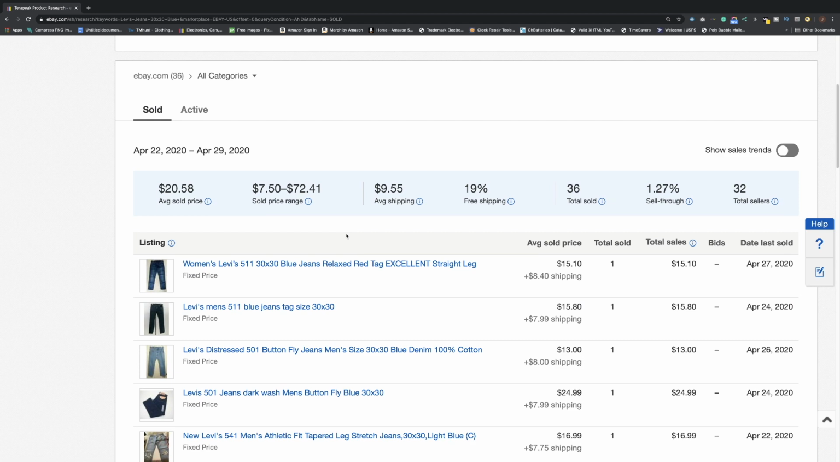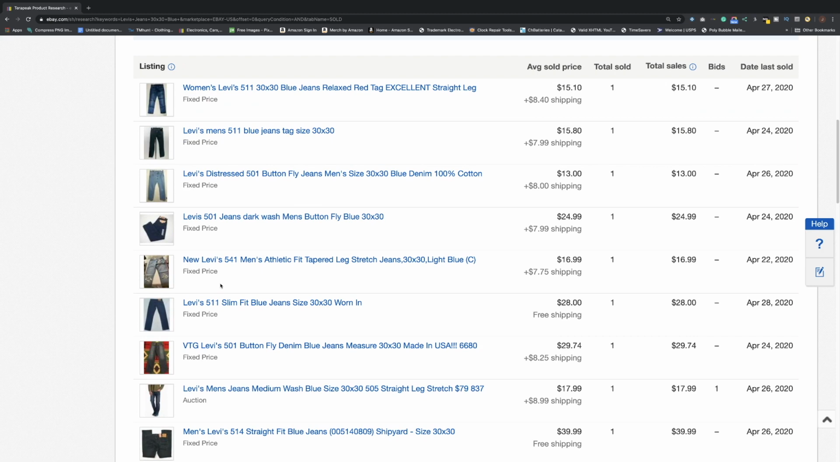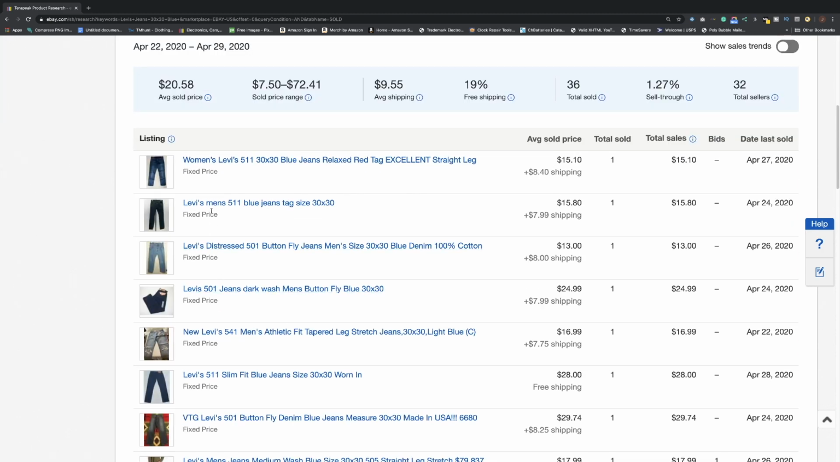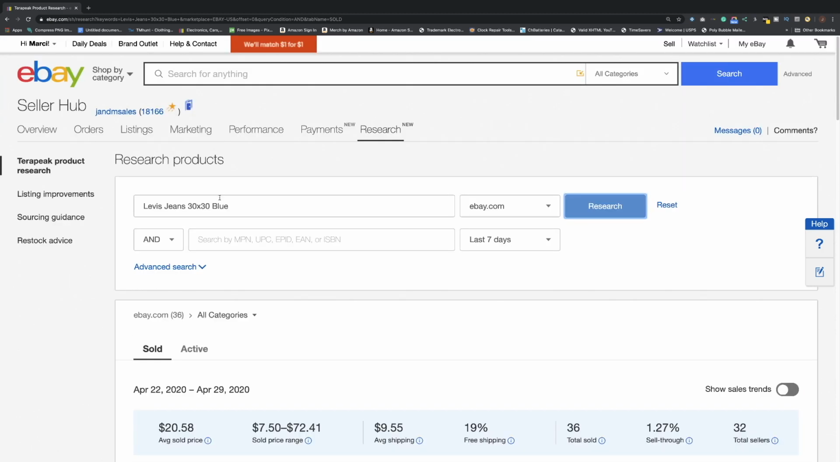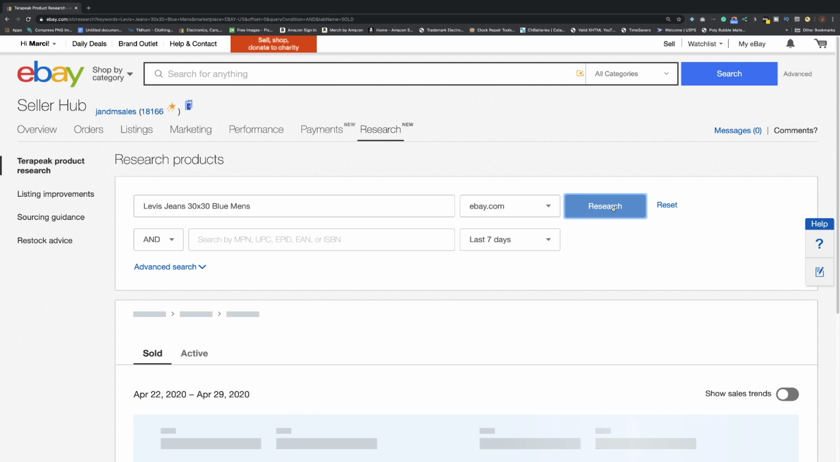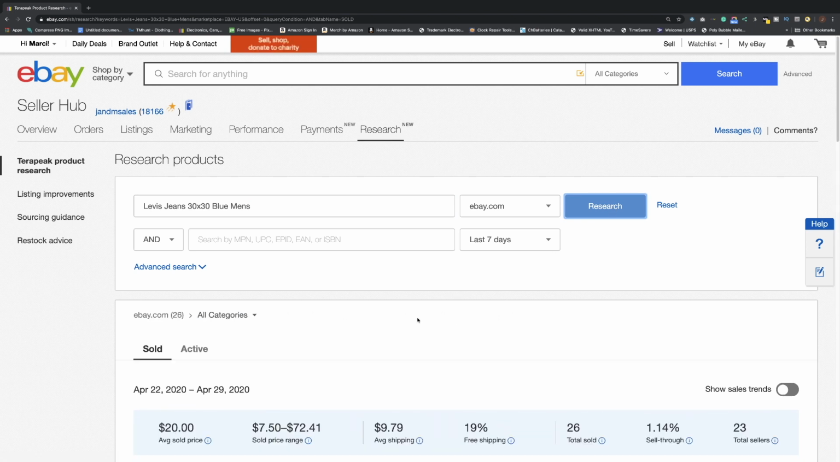So let's examine this. I didn't say men's or women's, so it pulled up women's and men's. Let's make it a little bit more detailed and put men's in. Let's really hone in. So you have a pair of men's jeans, you're a man, you want to sell them. Let's get into the nitty gritty of this and take a look at it.